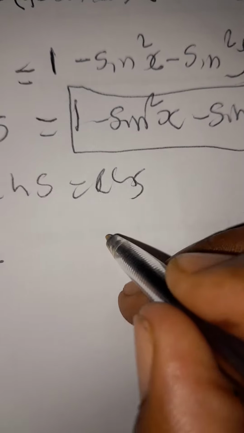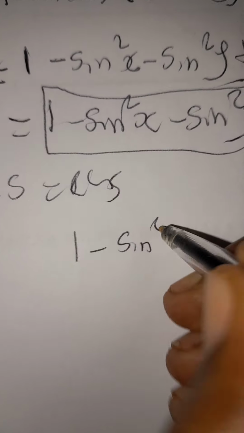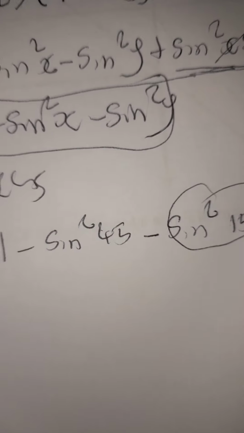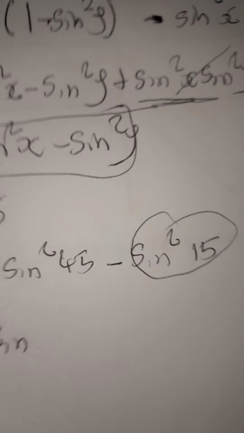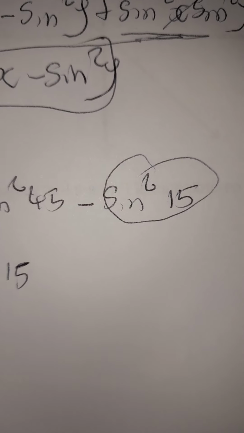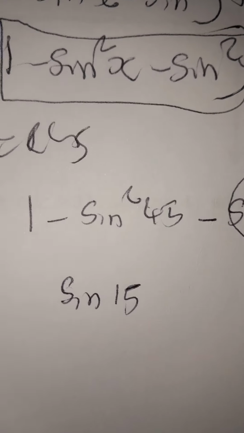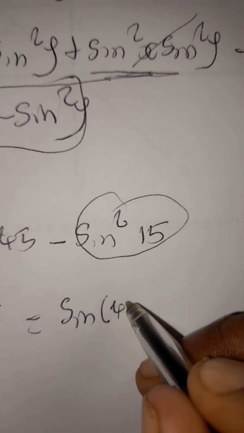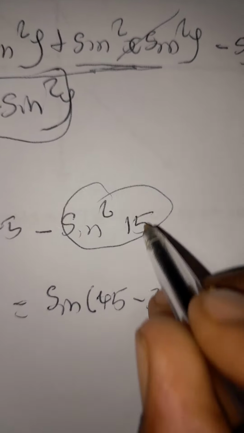Okay, remember that we are having 5.2. It's given as 1 minus sine squared 45 minus sine squared 15. So let's work out this first. Remember, let's work out sine 15 so that we are able to work out sine squared 15. In this case, sine 15 will be sine 45 minus 30, which will give you 15.